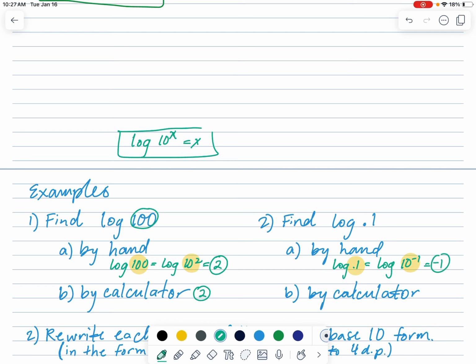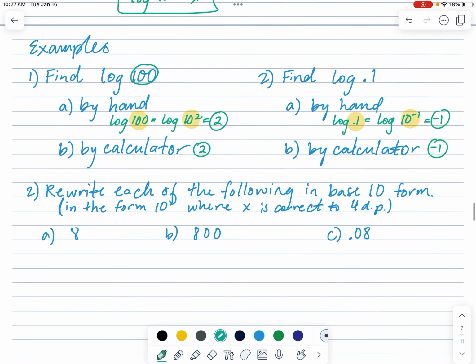And you can do this on the graphing calculator the same way. Hit the log button, type in 0.1, and you get an answer of negative 1.